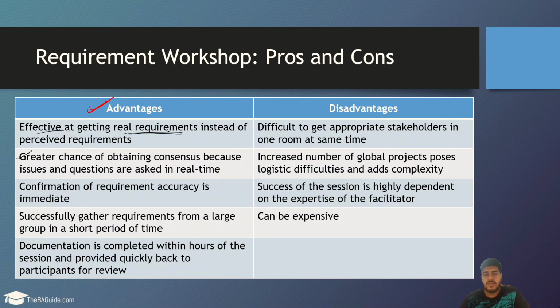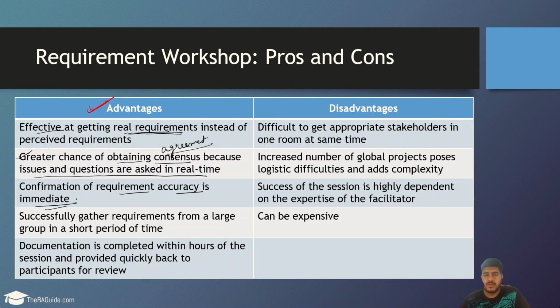Greater chance of obtaining consensus, because issues and questions are asked in real time. So basically, consensus is agreement. Since everyone is available at the same time, it is very easy to take the agreement from all the project team and the stakeholders, because everything is asked in real time. Confirmation of requirement accuracy is immediate.